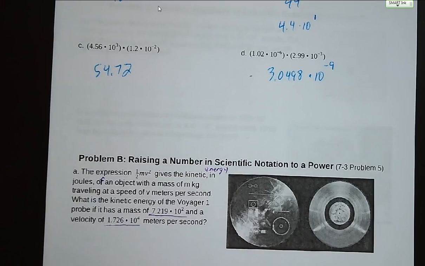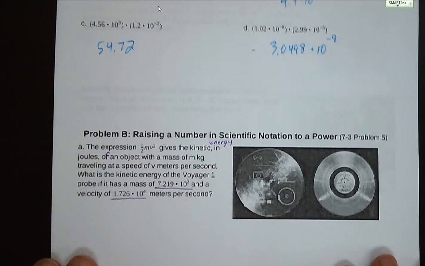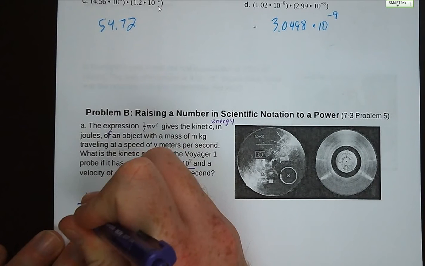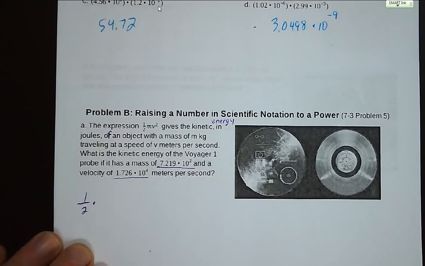So let's start just by writing each of our pieces. We start off with 1/2 times our mass, which is 7.219 times 10 to the second.